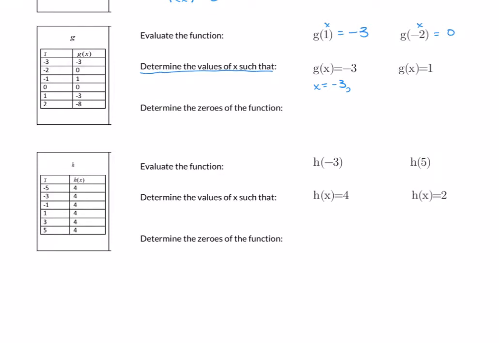That's not the only one. We do want to find all values of x. If we come down further in our table, we also have a -3 here. So it also happens when x equals 1. So we get two solutions. We get x equals -3 and 1. All right, let's go ahead and look at g of x equals 1. Again, I want to find where 1 is in our g of x column. We have it right here. We get x equals -1.